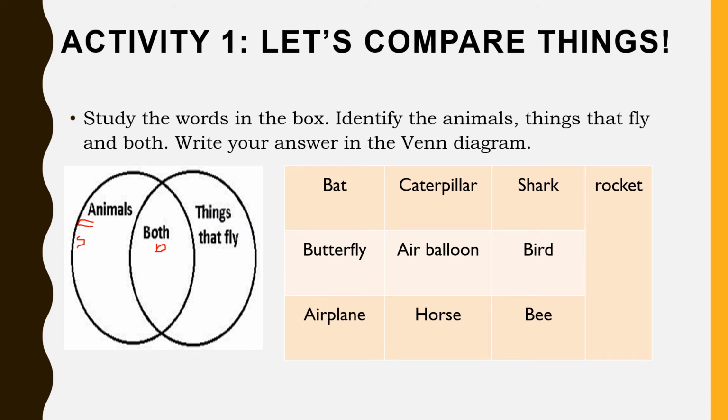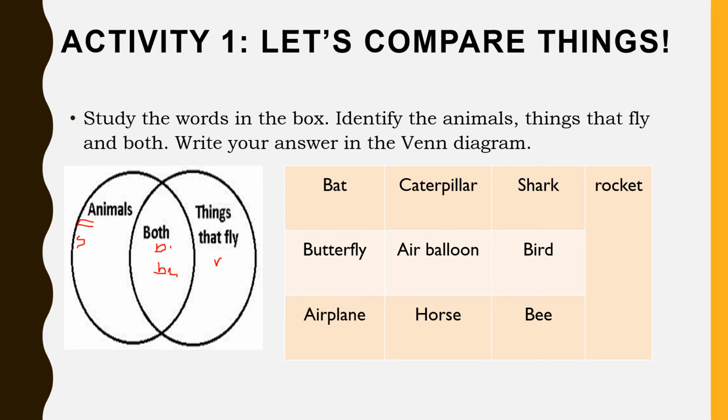Rocket. Rocket is a thing that flies. Is that a thing that flies? Rocket can fly? Okay. Yes. It flies. What about butterfly? Butterfly is an animal. Animals that fly. Yes, for butterfly. B1 is for bat. B2 is for butterfly.